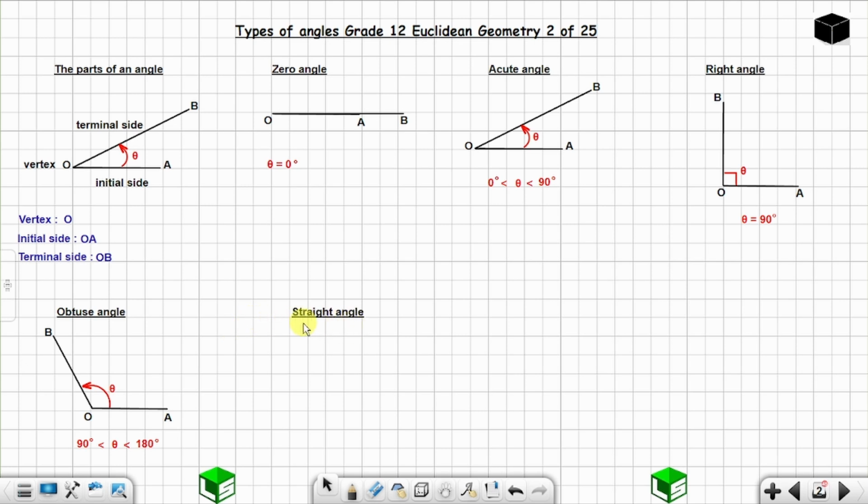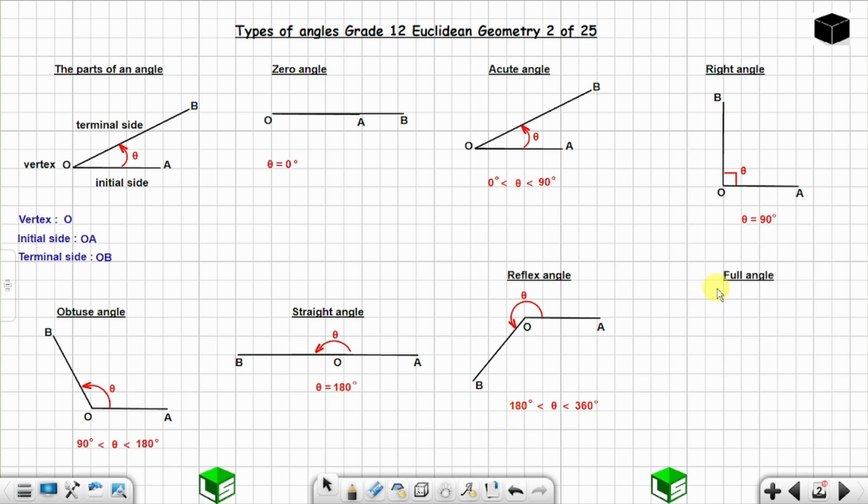We also have a straight angle like this. When you open this terminal side until you have it on this side, you have a straight line. This is a straight angle, which is exactly equal to 180 degrees. And we have a reflex angle. A reflex angle is between 180 degrees and 360 degrees, not equal to 180, not equal to 360, but between.